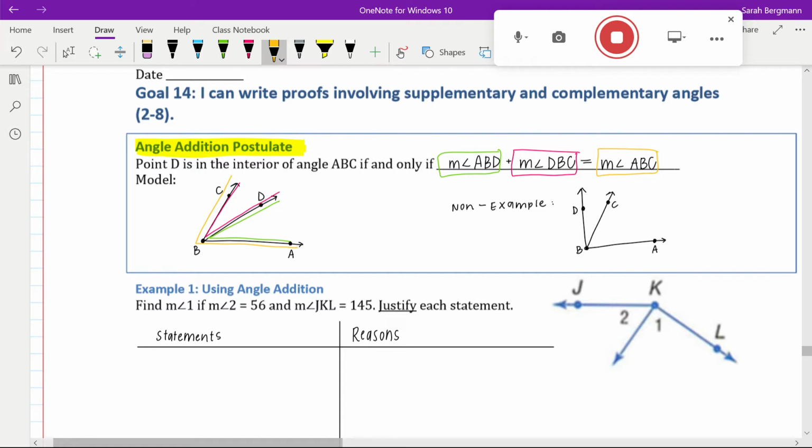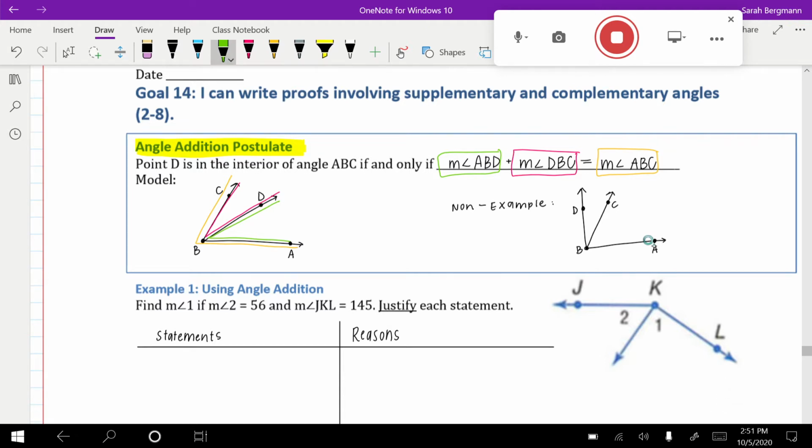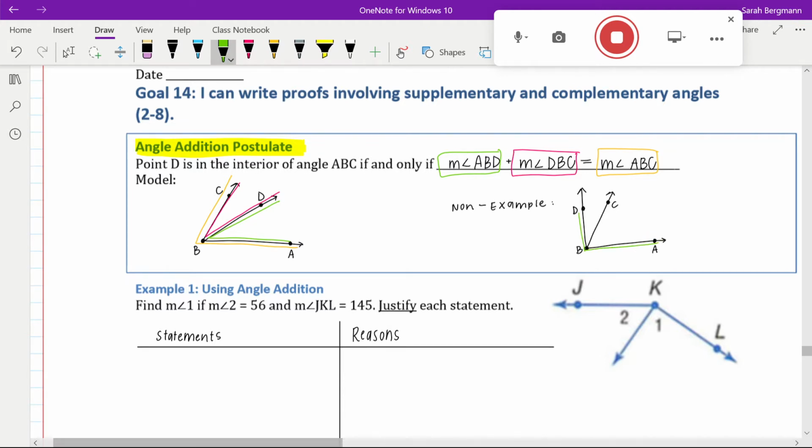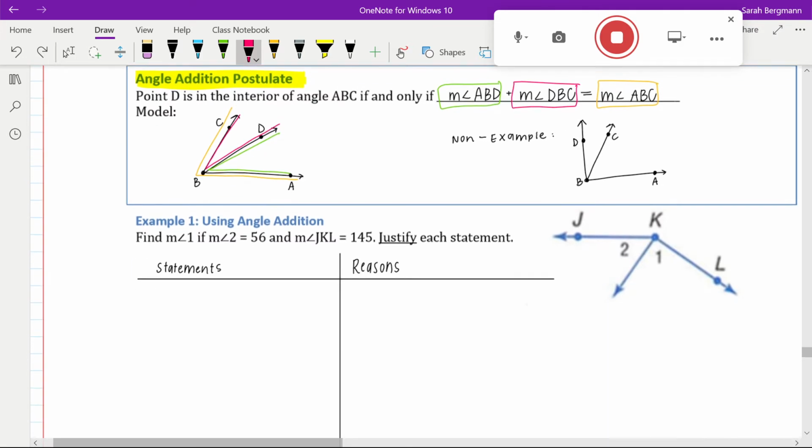The reason that this picture over here does not work, it's not an example, is because point D is not in the interior. If we looked closely, angle ABD plus angle DBC does not add up to the full angle. Those two angles are overlapping, so this is not an example of angle addition postulate. You have to make sure the two angles only share one side. They are adjacent angles. They do not overlap. Let's try this in a problem.